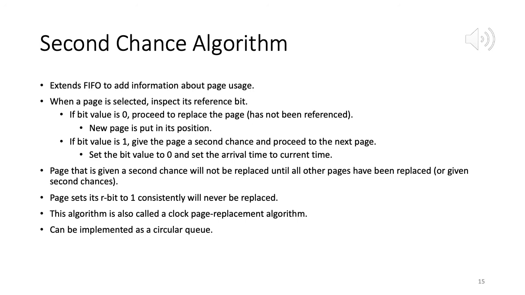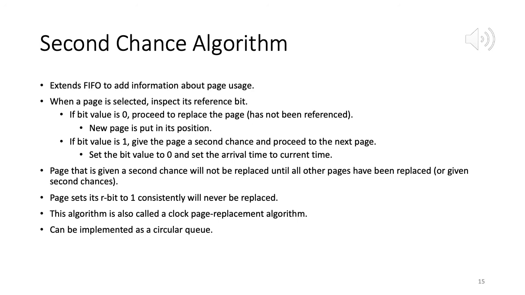All physical frames are taken. So we have to evict one of the pages and map the new page to that physical frame. Add it to the page table, copy the page to the frame, and then go to the physical memory and execute the instruction. So if the bit value is 0, proceed to replace the page. Since it has not been referenced, the new page is put in its position.